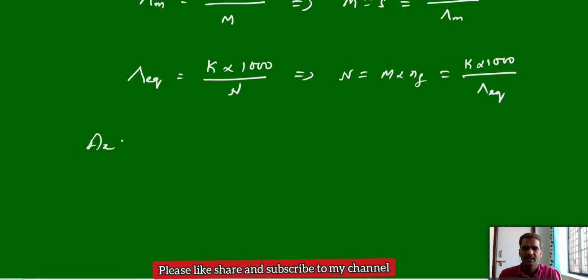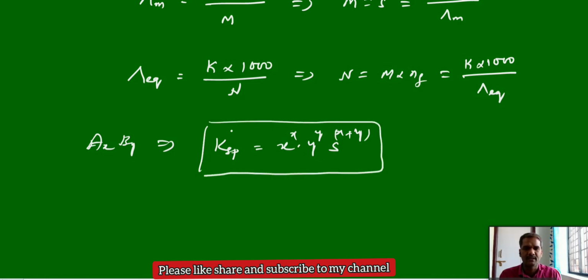Let us take an AxBy type salt. What is the solubility product? Ksp equals x to the power x, y to the power y, and solubility to the power x plus y. Anyhow, we can calculate the solubility, and then you substitute here, we can calculate the solubility product.